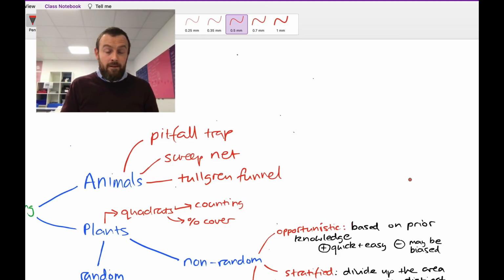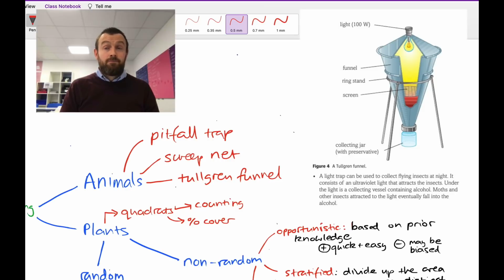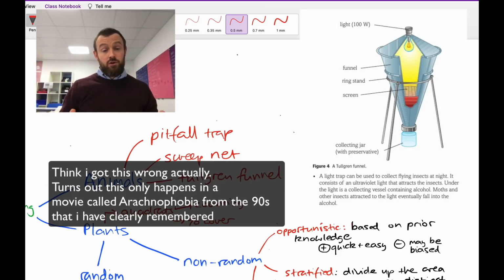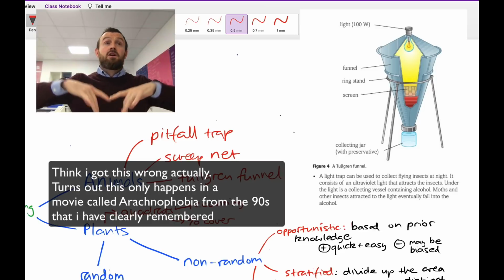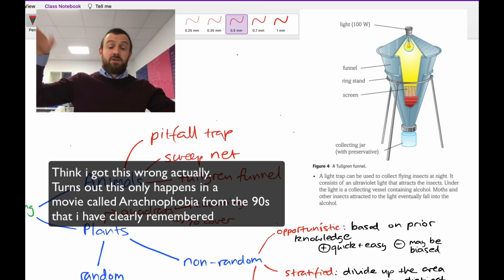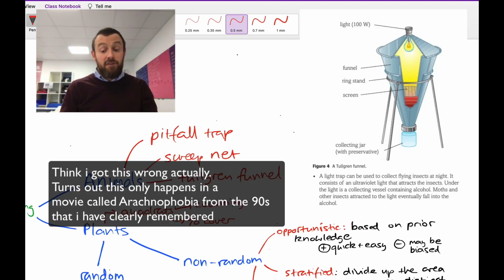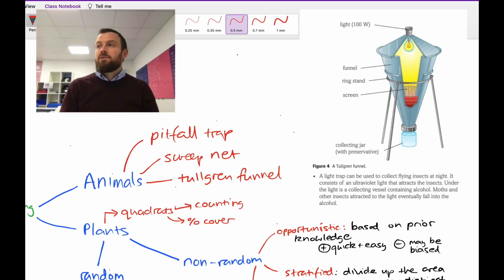Finally, there's a Tolgren funnel. This is slightly different because this one actually kills the insects. You put a bunch of Tolgren funnels under a tree, and the funnel releases insecticide, kind of a gas, that goes up into the tree and kills the insects in the tree, but they fall down and land in the funnel. Or there's another version of this as well where it's kind of like a lamp, and the insects are attracted to the lamp and then they die and they land in the funnel.